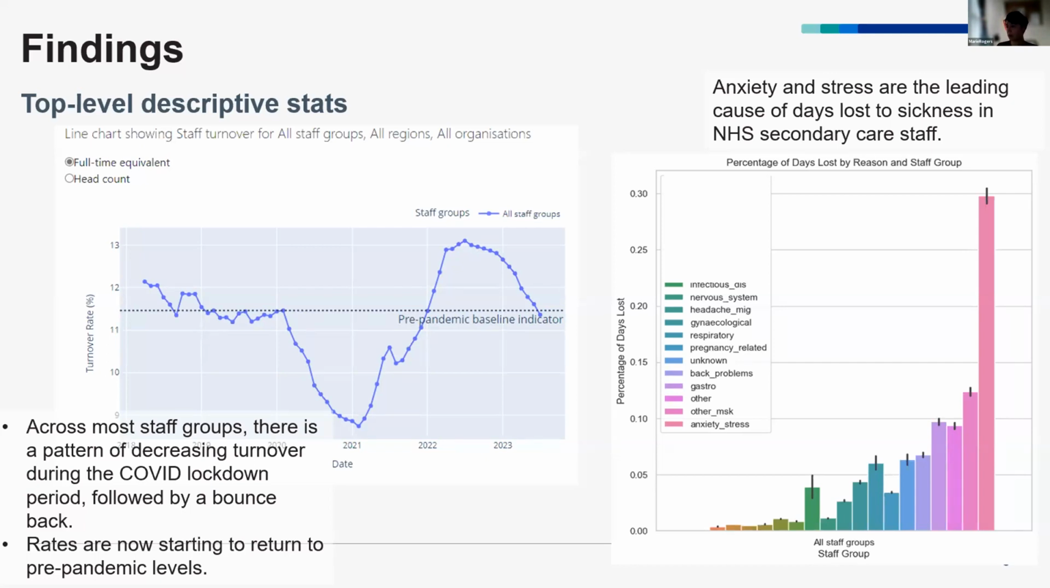We also have information about staff sickness rates. We know that the two are highly related, in that organisations with higher staff sickness tend to have also higher turnover. Just some very top level information about how sickness related to things like anxiety and stress is the leading cause of days lost.